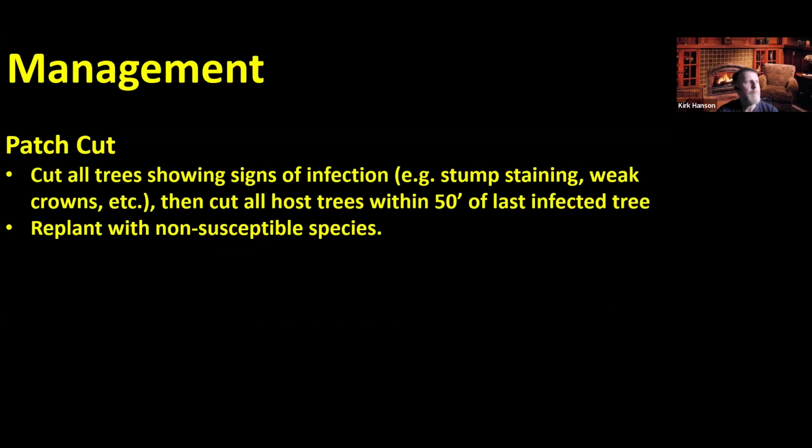And then again, the last strategy is a patch cut. The general recommendation for that is you cut all of the infected trees and then you continue cutting out in a circle, looking at the stumps to see, okay, now I've finally cut a stump that doesn't show that Rorschach blot of stain in there. And then you cut another 50 feet beyond the last known infected tree. That defines how big that patch cut needs to be if you're going to try to isolate that. Because the idea, again, is to get beyond the influence of the infected roots, which is generally recognized to be about 50 feet from the last known infected tree.